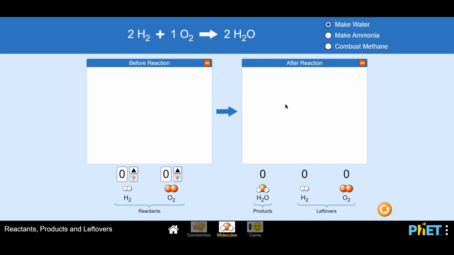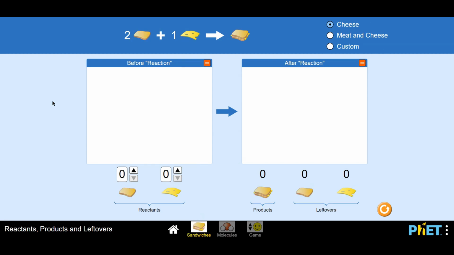But before we start playing with any part of this simulation, I think it might be a little bit easier to switch to the Sandwiches tab to get some of the basics down before we move forward. So now I'm going to switch to the Sandwiches tab. In this part of the simulation, our goal is to try to make this chemical reaction business as simple as possible. So on the Molecules tab, we saw that there was some reactants and a product.